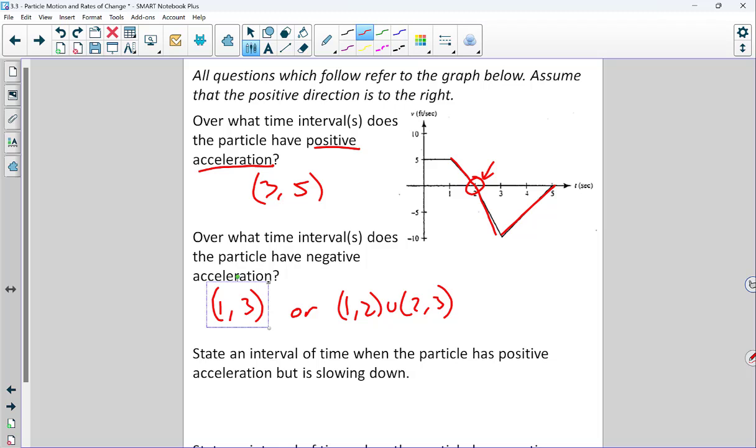State an interval of time when the particle has positive acceleration but is slowing down. So we want positive acceleration, which is this interval right here, but is slowing down. Slowing down is when we are approaching 0, so that would be that entire interval from 3 to 5.